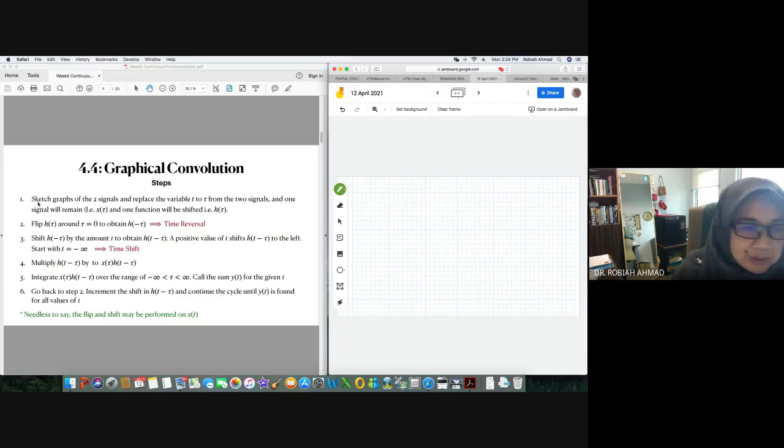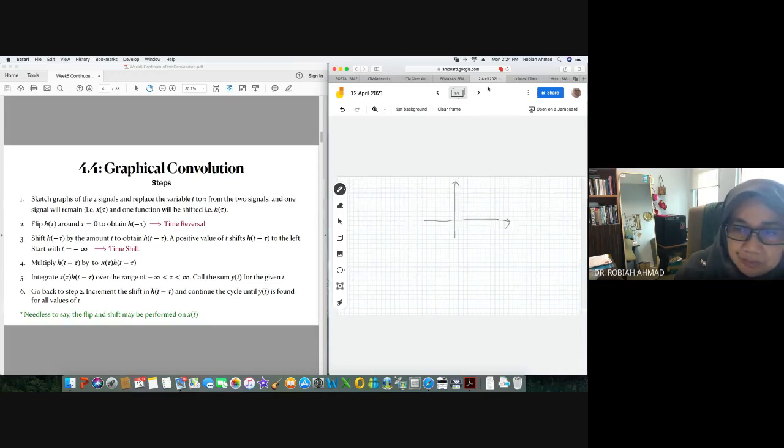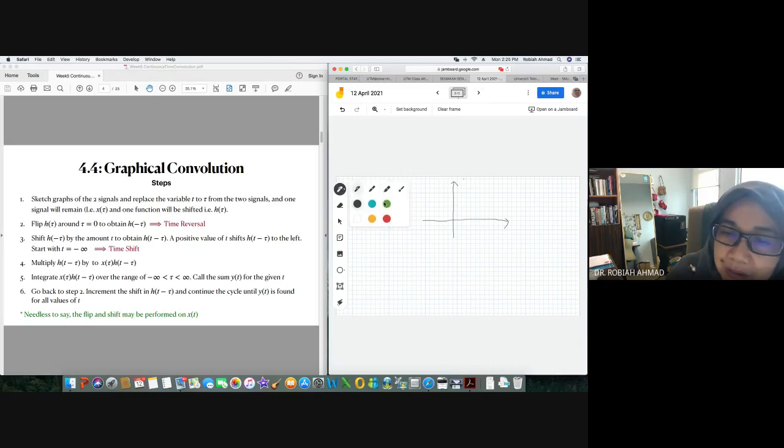So I choose the h tau. So this is my h tau. The h tau was a triangle, right? Initially I have it like this. So now I want to do the reversal. What does it look like? If reversal, now it will be h minus tau.